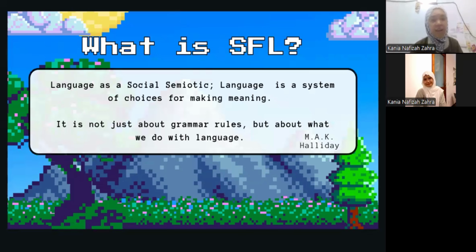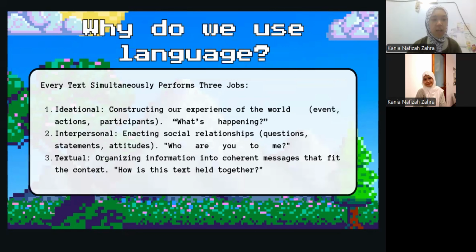So what is SFL? SFL basically is a language that we use in social context. Language is a system of choice for making meaning. It is not just about grammar rules, but more about what we do with language. Okay, next, why do we use language actually?